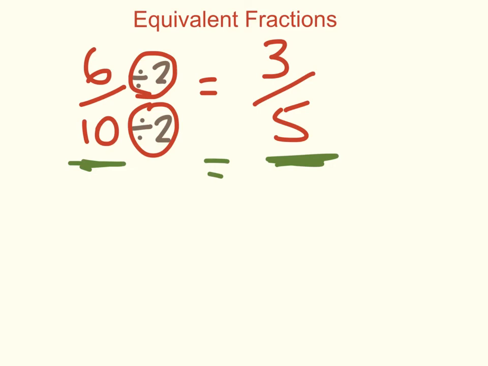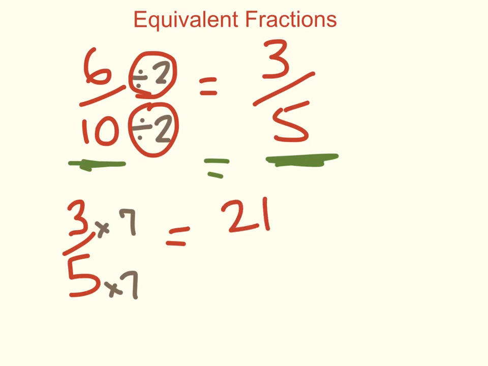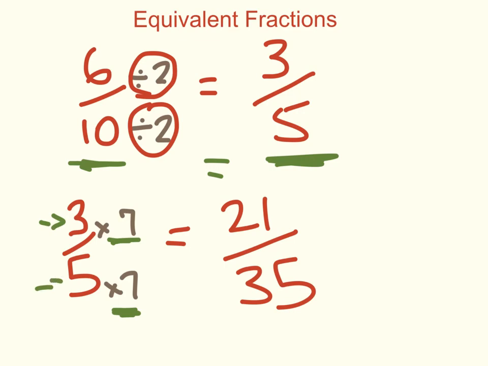Even if you use a bigger number. Let's say I had 3/5. I'm going to multiply each one by 7. 3 times 7 is 21, and 5 times 7 is 35. So 3/5 is equivalent to 21/35, because I multiplied both my numerator and my denominator by the exact same number.